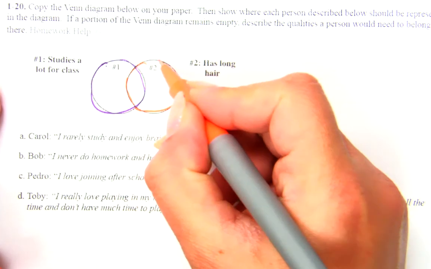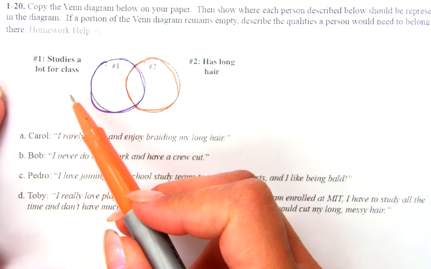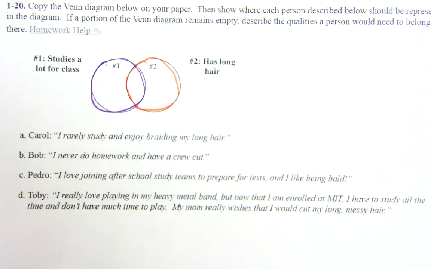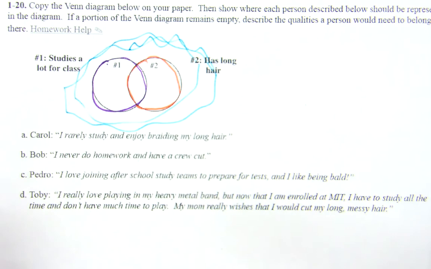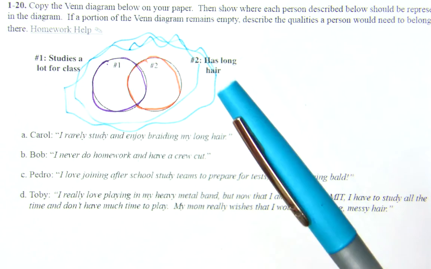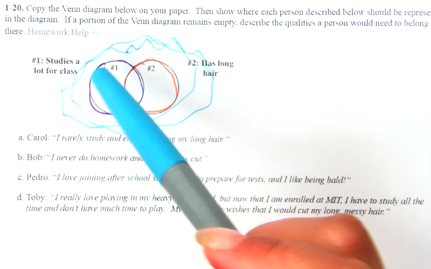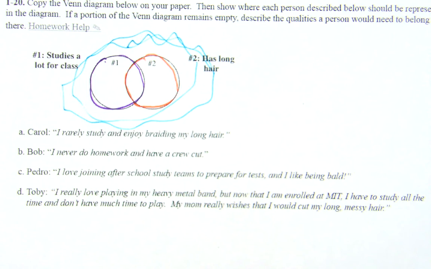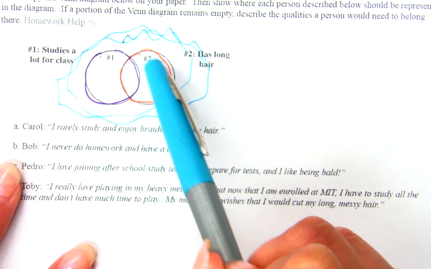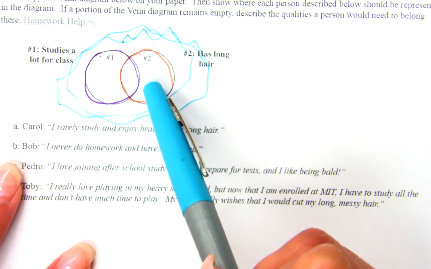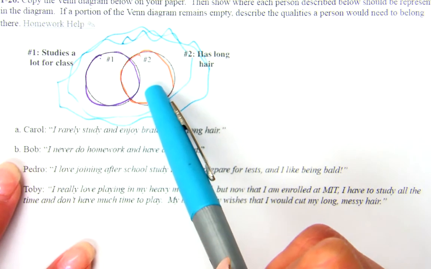So if you don't have long hair and you don't study for class, you should be somewhere out here in the boonies, like anywhere out here. Whee! Okay? If you don't study for class and you don't have long hair, you should be outside the 2 circles. Now, if you study for class and you have long hair, you should be right in the middle, because everybody who's both goes in the middle. Purple only is somebody who only studies for class a lot but doesn't have long hair. And somebody who is only in the orange section, which is just a little half moon thing going on here, has only long hair but they never study for class.